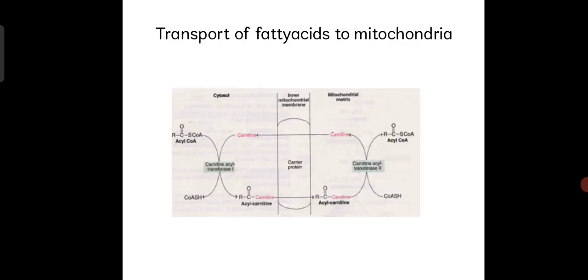The next step is the transportation of fatty acids to mitochondria. The inner mitochondrial membrane is impermeable to these fatty acids. So we are using a special transport system, that is the carnitine carrier system. This also takes place in 4 steps.